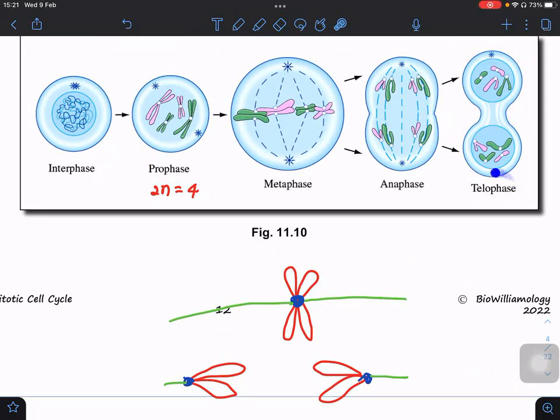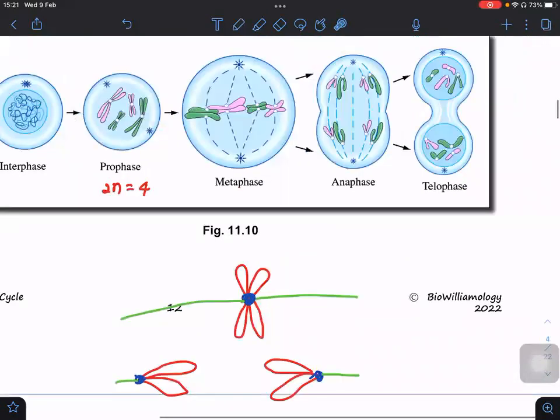So telophase. Basically you can see that now the sister chromatids have already reached the opposite poles, and now they start to uncoil, forming back chromatin. Nuclear envelopes start to reform. Can you see that?